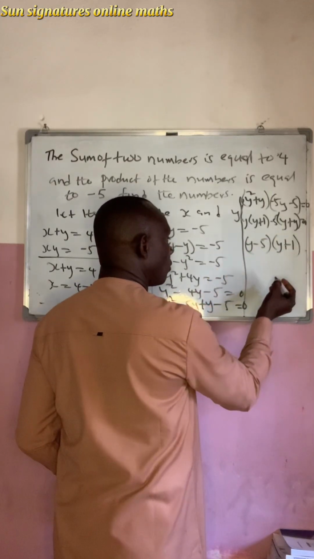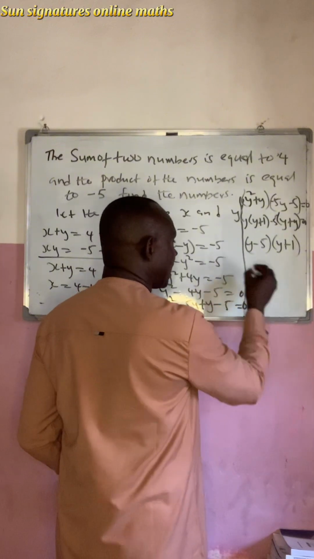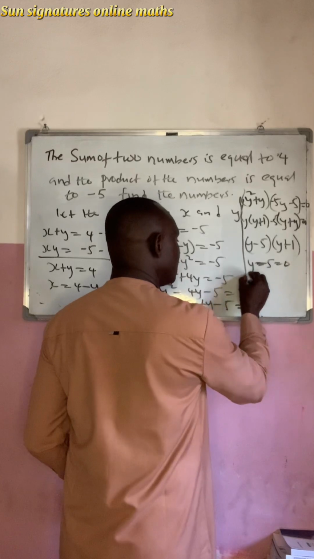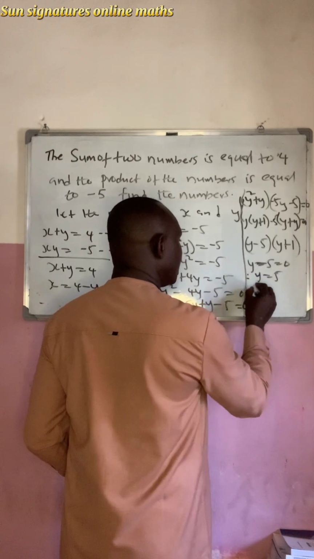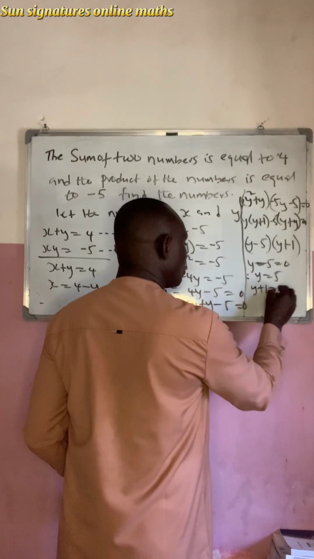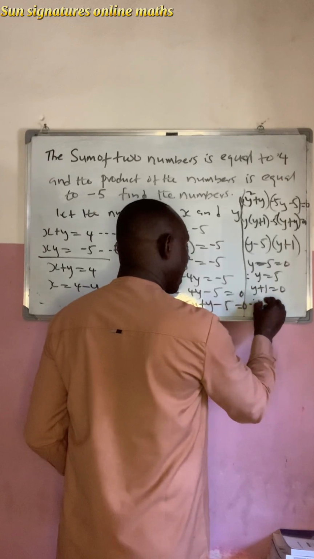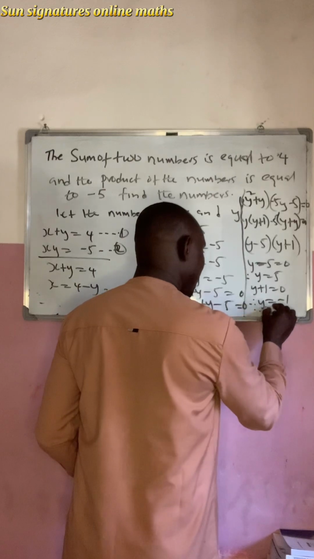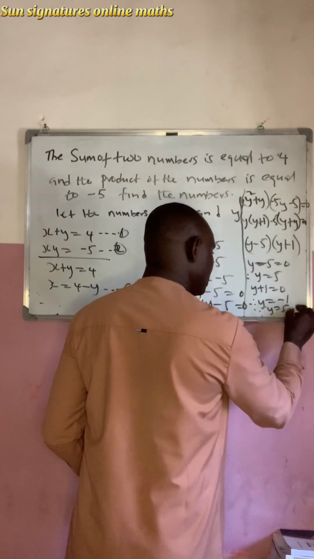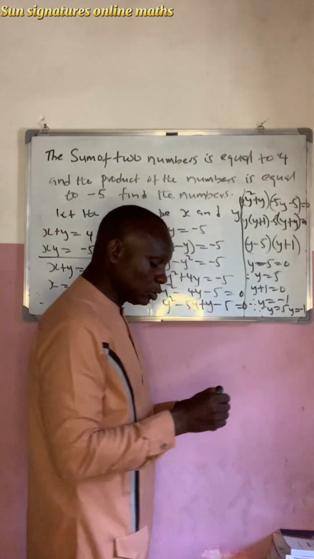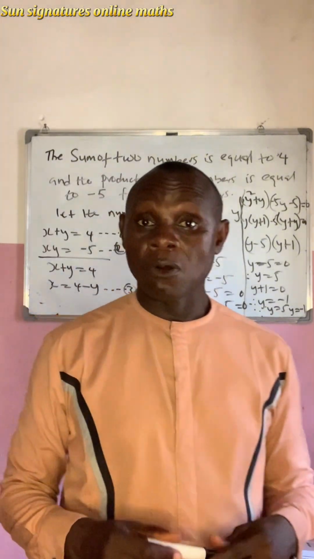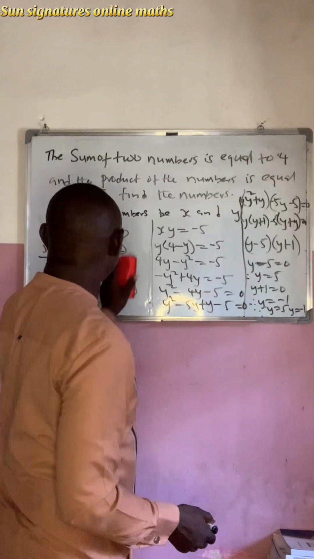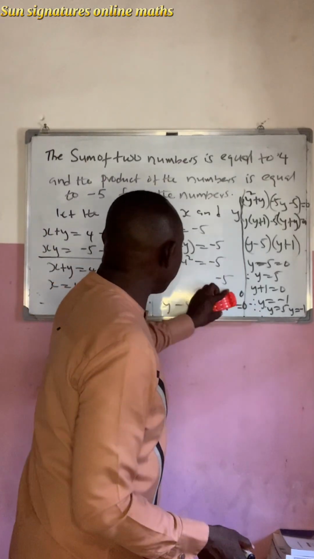So therefore, for the values of y, y minus 5 is equal to 0. Therefore, y is equal to 5. y plus 1 is equal to 0. Therefore, y is equal to -1. So, therefore, y is equal to 5, y is equal to -1. Those are the two solutions for the value of y. Then we can proceed to find the values of x.